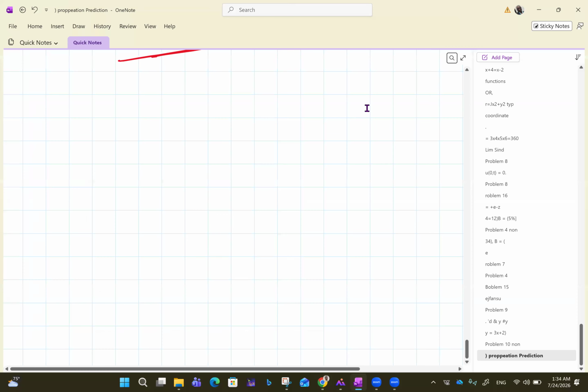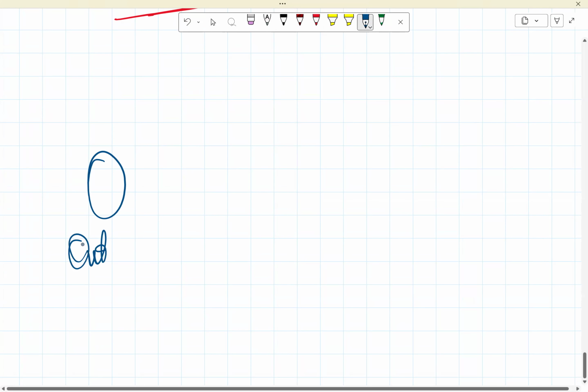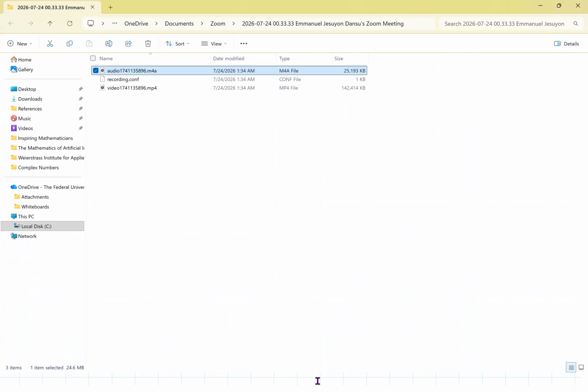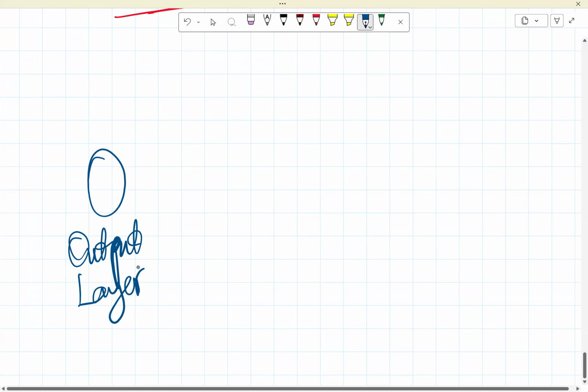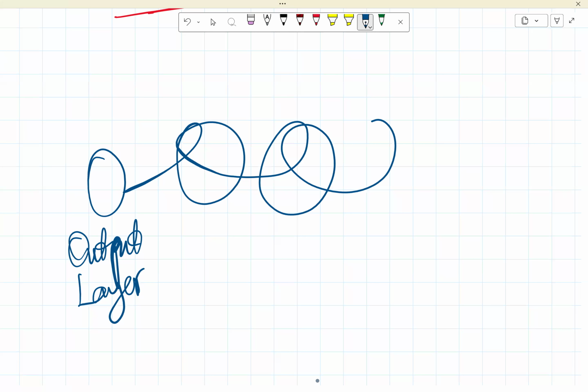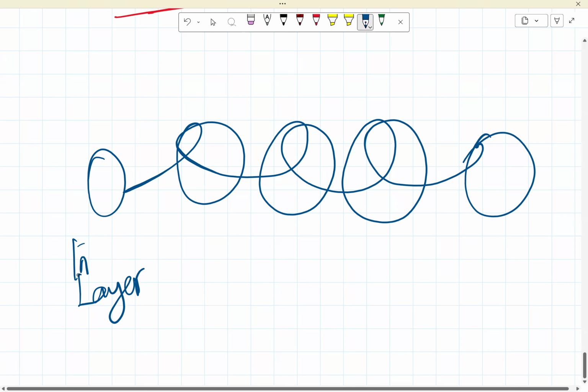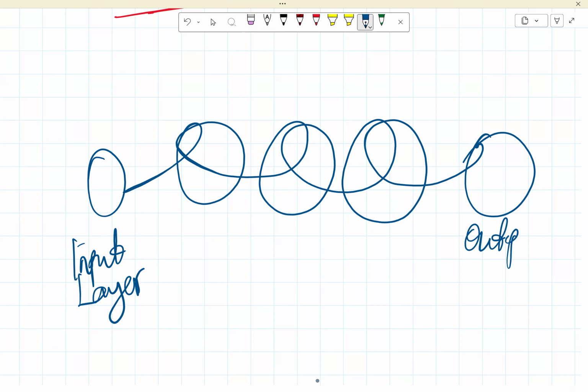Just like I showed in the previous video, imagine you have your output layer right here. In between, you then have hidden layers. Oh, sorry, this is the input layer. You have the input layer here, and then you have the output layer here.